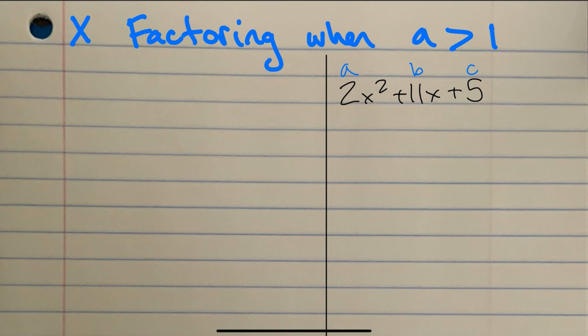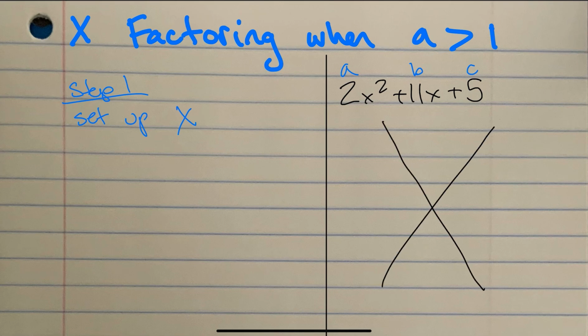So same step one. Step one from last time was set up your x. So that means I'm going to need x, and I need a times c at the top, b at the bottom. So a is 2, c is 5. So 5 times 2 is going to be 10 at the top here. And then our b, which is 11, will go to the bottom. Cool. All right.